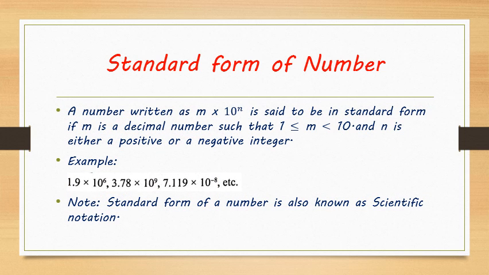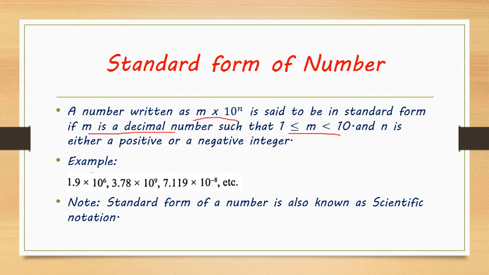Again, how can we define it? A number written as m into 10 to the power n is said to be in standard form if m is a decimal number such that its value lies between 1 and 10. That is, it may be equal to 1 or greater than 1 but less than 10. And n is either a positive or negative integer. So n may be positive, may be negative, as we have seen.